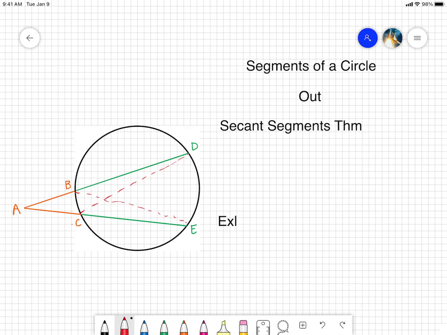the reason that I made those two triangles is because when I look at this angle right here, it intercepts this arc. And when I look at this angle right here, it also intercepts that same arc. So I know that those two angles are congruent. Likewise, both triangles share angle A, so I know that by angle-angle, triangle ACD is similar to triangle ABE. Okay.